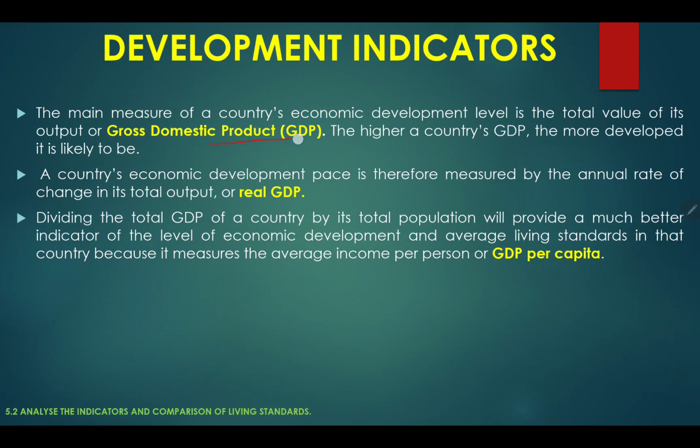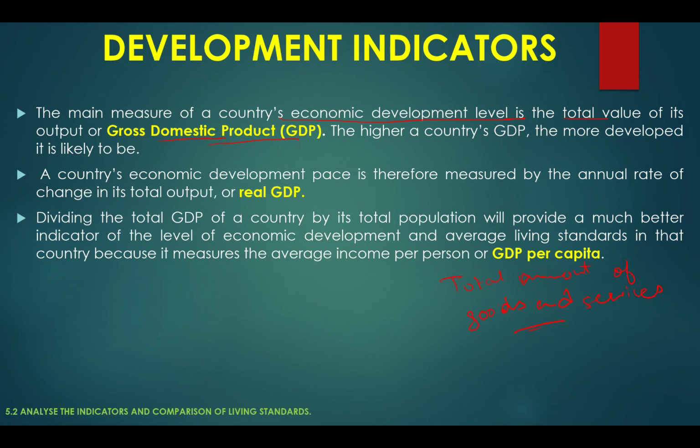Development indicators. GDP, gross domestic product, is one indicator of the well-being of a country. What is GDP? GDP is the measure of a country's economic development level, the total value of its output. GDP is actually the total amount of goods and services produced in the country.